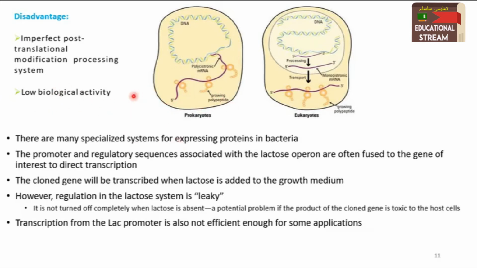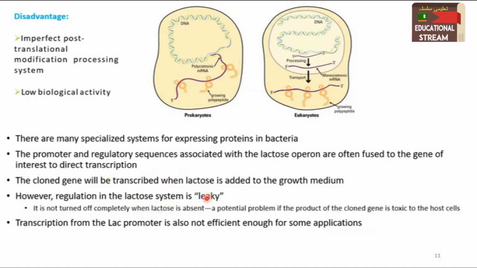To overcome this problem, many specialized systems are being developed for expressing proteins in bacteria. For this purpose, the promoter and regulatory sequences associated with the lac operon are often fused to the gene of interest to direct transcription, and the cloned genes will be transcribed only when lactose is added to the growth medium.